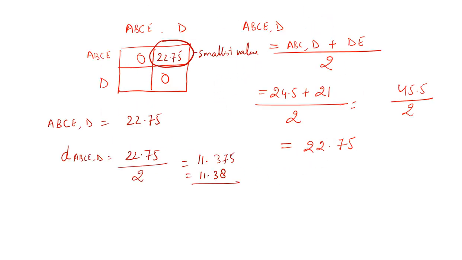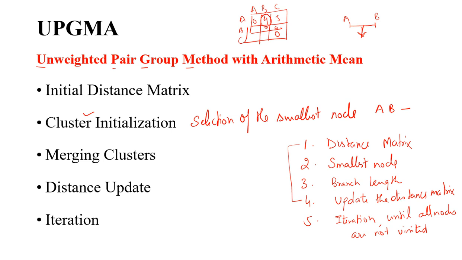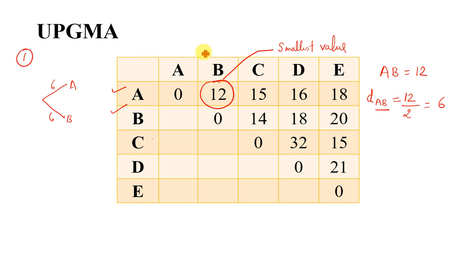So if I start again from the beginning, these are the distances. You will be given a distance matrix. Then you have to find the smallest node. Then you have to calculate the branch length. You have to update the distance matrix. And again, you have to repeat the same process from 1 to 5 until all nodes are visited. So this matrix was given.